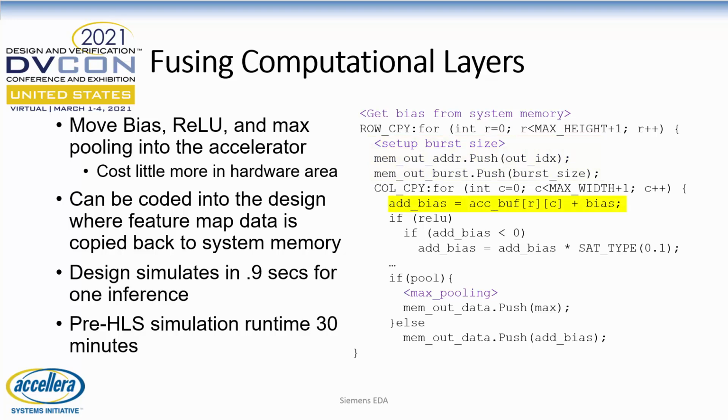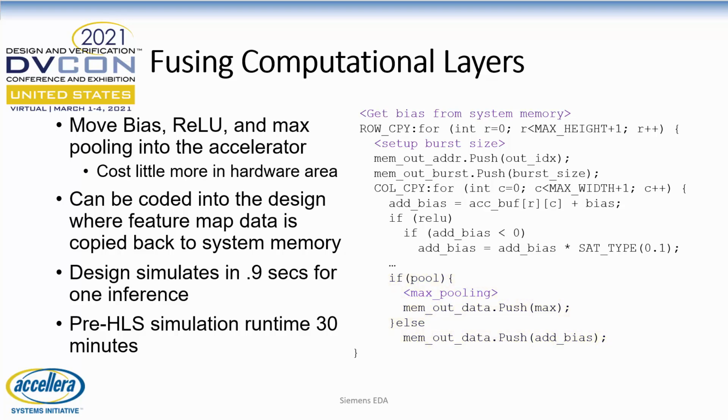The accumulation buffer is then read and the bias is added. And then the configuration parameter for the activation function is read, and if true, we perform the activation function. Likewise, if pooling is enabled, we perform max pooling using a similar sliding window architecture, and then push the data out to the generic bus interface.